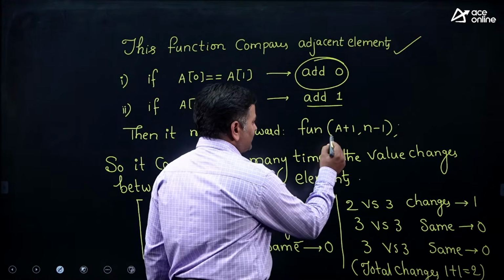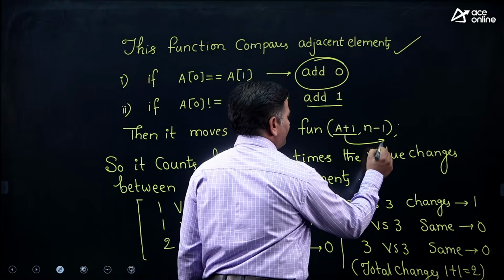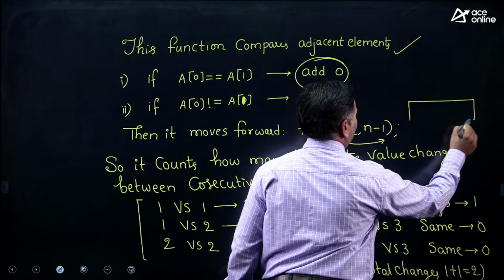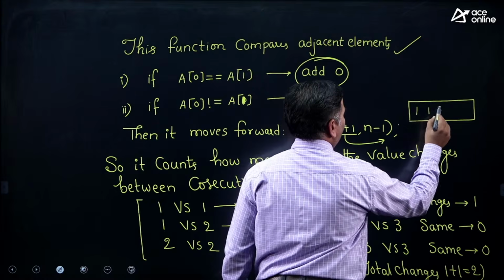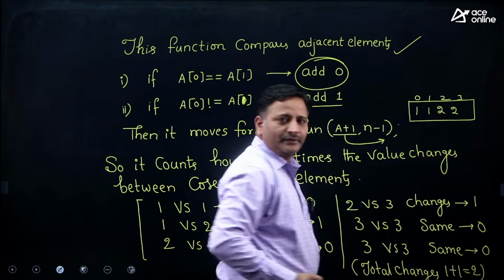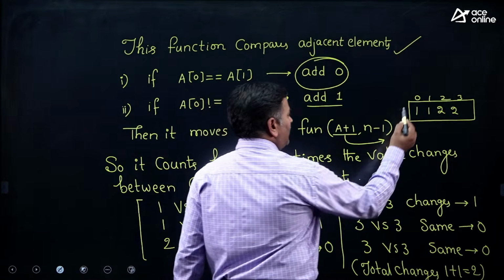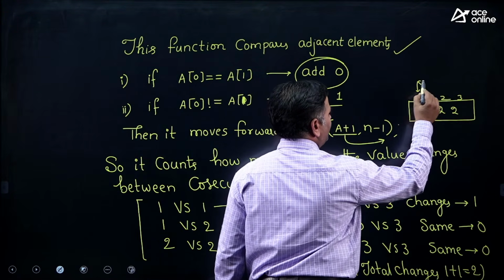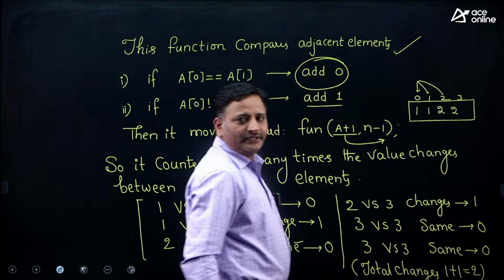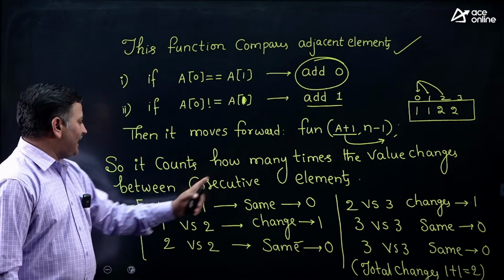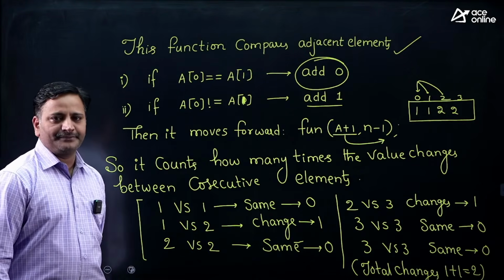Here students must understand how the index will be incremented. So a plus 1 means, for example, if you have array elements like 1 1 2 2, with indices 0 1 2 3, initially a is pointing to the 0th index, a plus 1 is pointing to the next index, and again a plus 1 points to the next index. Like that, slowly we are incrementing the index value, friends. So it counts how many times the value changes between consecutive elements.